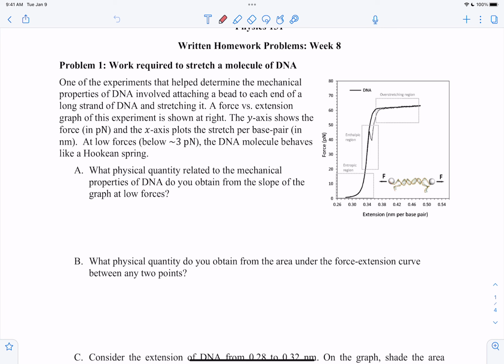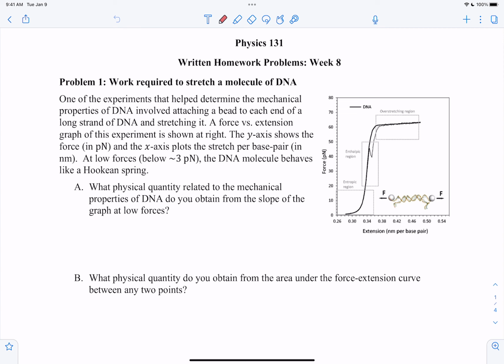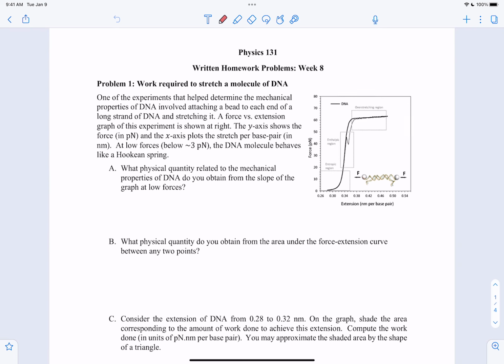So this is the written homework session for week 8. It's all about energy, work, kinetic energy, potential energy, and its different forms, gravitational, elastic potential energy, all that. So for this session, we have 4 written homework problems.